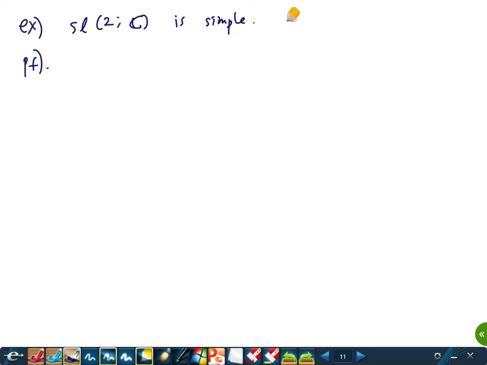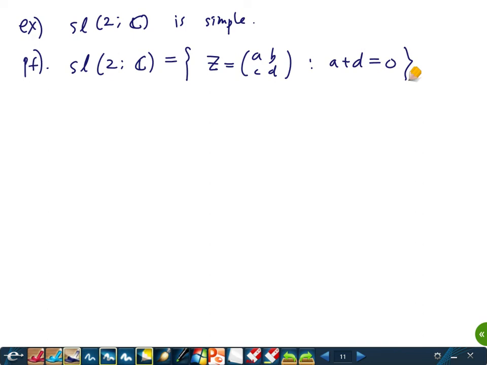As I said, this is the set of 2x2 matrices, like a, b, c, d, where a plus d, the trace, is zero. As I said, a set of 2x2 matrices like that. But the Lie bracket is of course defined like this, because it's a subalgebra of the general linear algebra, so the Lie bracket is defined like that.